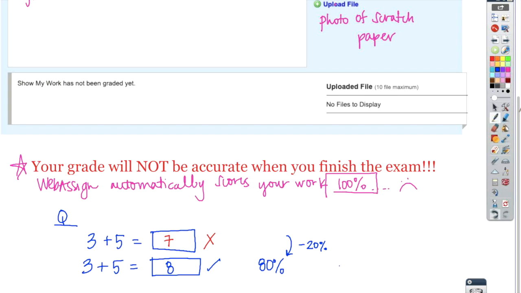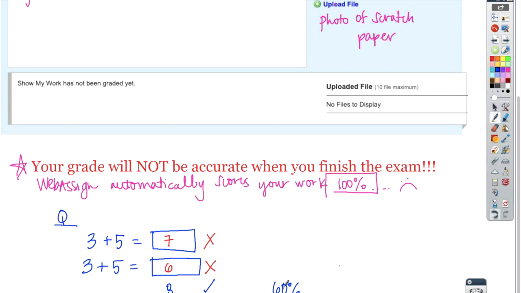And then if you did it a third time, so let's say on your first one, you entered 7. On your second one, you entered 6, and it's still wrong. And now on your third attempt, you finally get to 8, and it's correct. Now you'll get 60% on the problem.